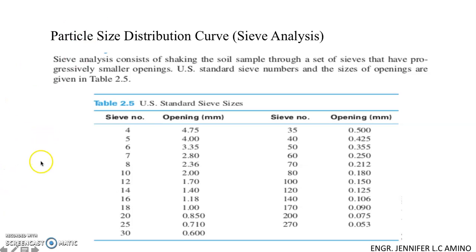We make use of all the openings of our sieve numbers. It starts from number 4 up to number 30, and we have here the opening or the diameter for 4 up to 30, and for 35 up to 270. These are the diameters for our US standard sieve sizes.